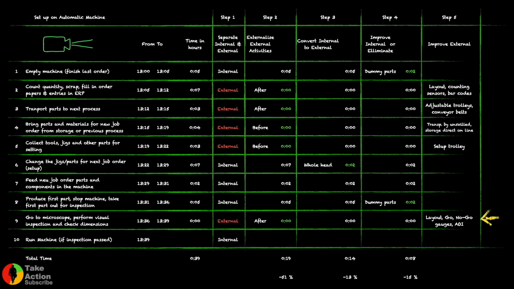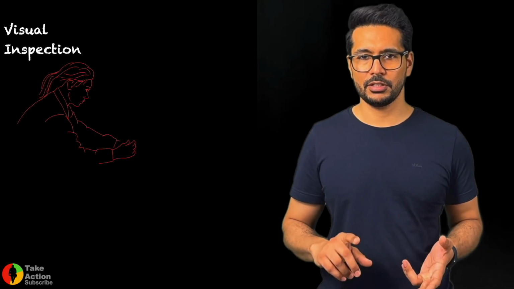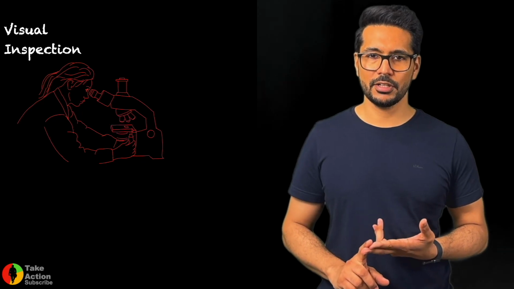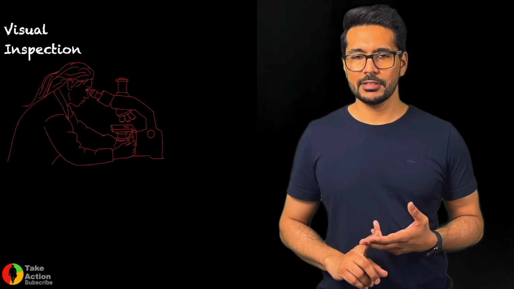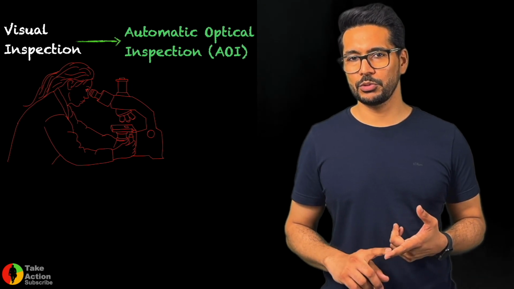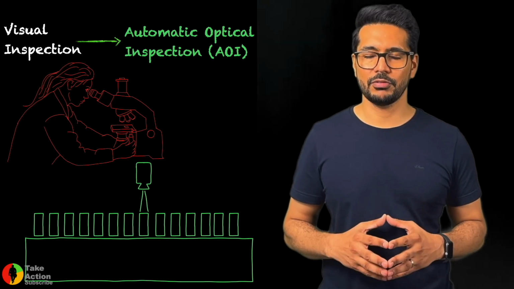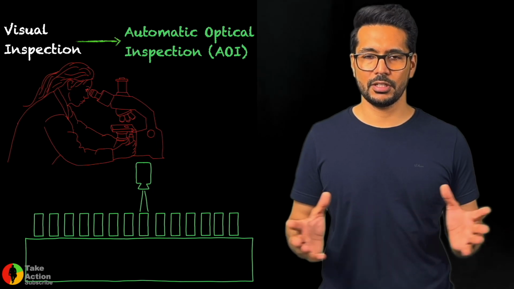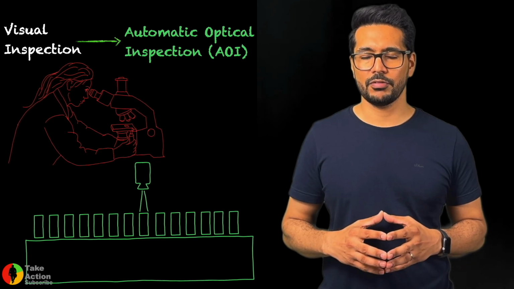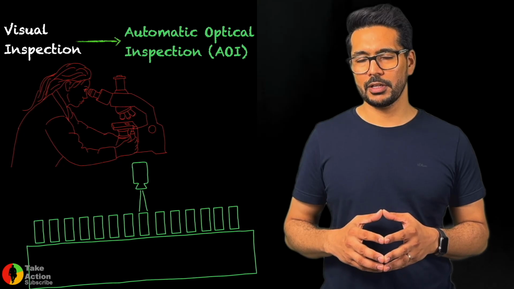Activity number 9 is another external activity which can be easily optimized. In this example, we have seen that we are going to the microscope, we are checking the dimensions there, which can be easily optimized. The visual inspection is mostly unreliable. We have to do MSA every year and we have to train the worker in production, and still we have a lot of manual error. So this can be optimized by automatic optical inspection.